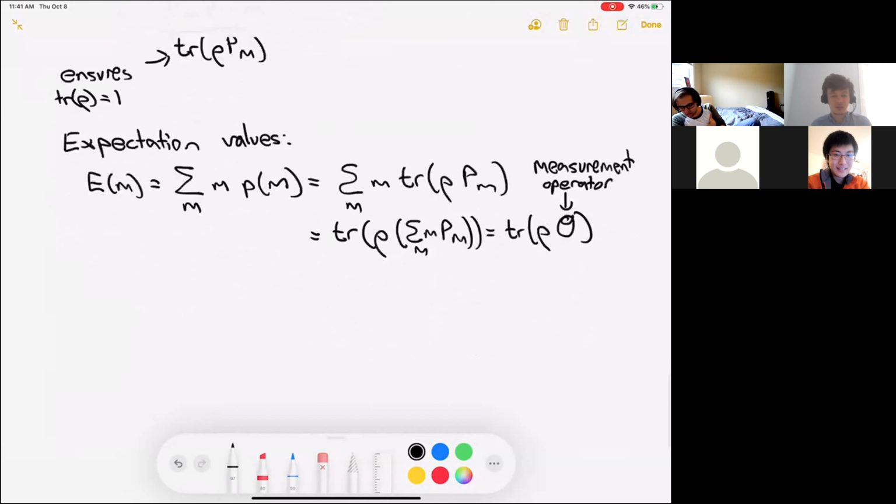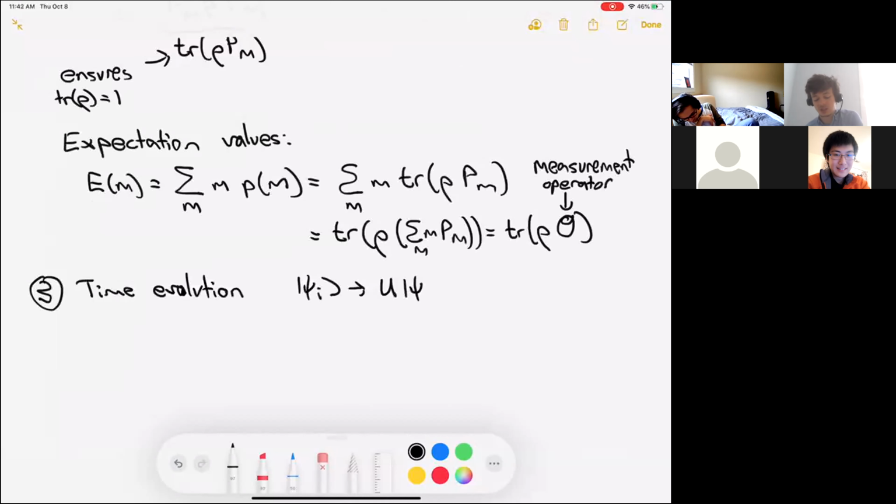Okay. So then we have our final postulate of quantum mechanics, which we need to update. This one's going to be a simpler one than dealing with measurement operators. This is just the time evolution postulate. Previously we had the time evolution of the state psi going to U times psi for some unitary matrix U.